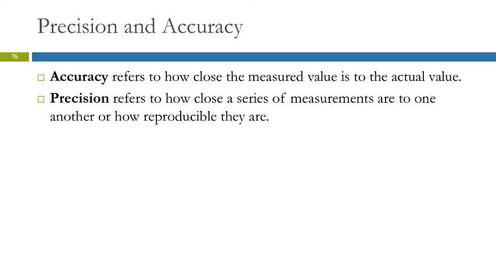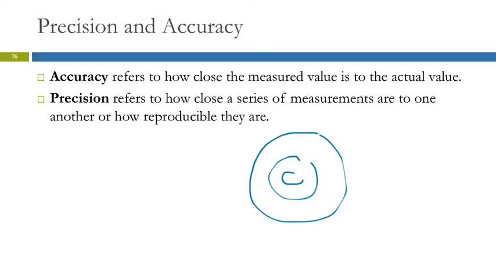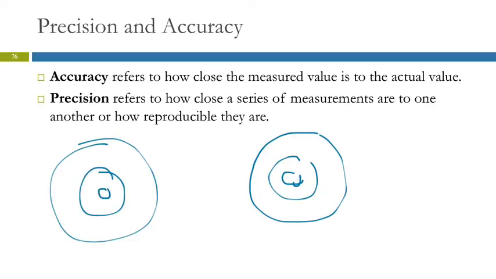Sometimes the analogy that they'll use is a dartboard. So I'm going to make two really sad-looking dartboards, and, I don't know, we'll use green dots. If my measurement is accurate, that means that I'm getting close to the true value. Okay? If my measurement is precise, that means that multiple measurements are close to each other.